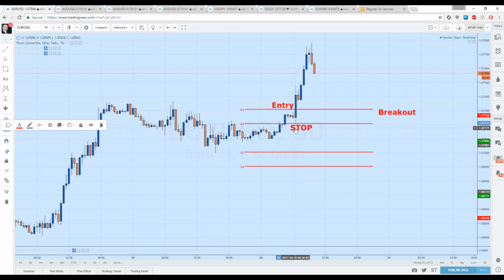This would be known as a false breakout, and traders should look to exit as quickly as possible.